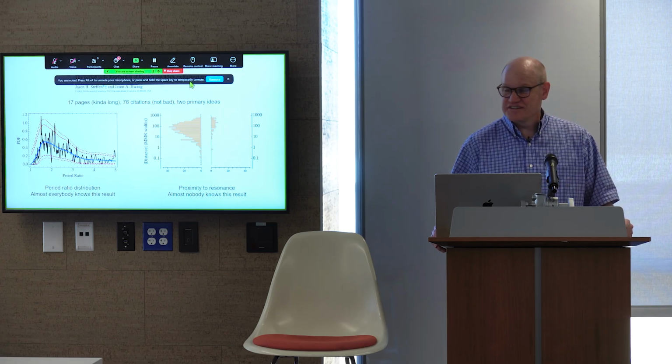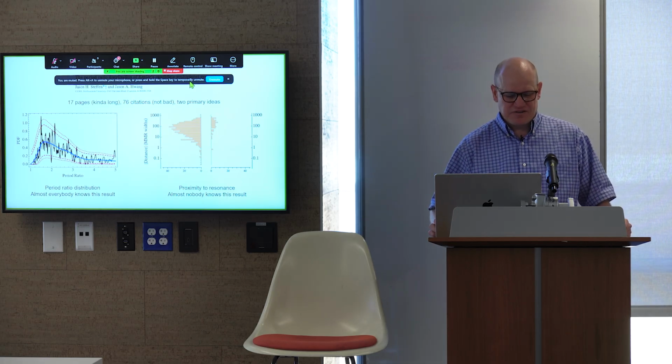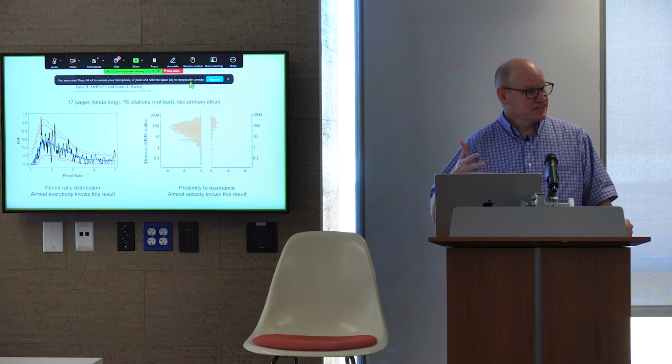Okay, I can say this. I can repeat what I said. So the figure on the left is the period ratio distribution that was seen in the Kepler data.